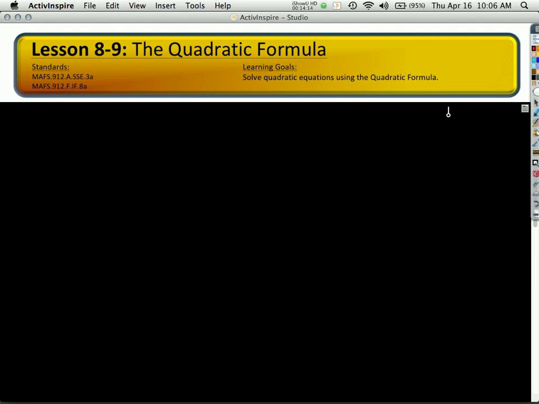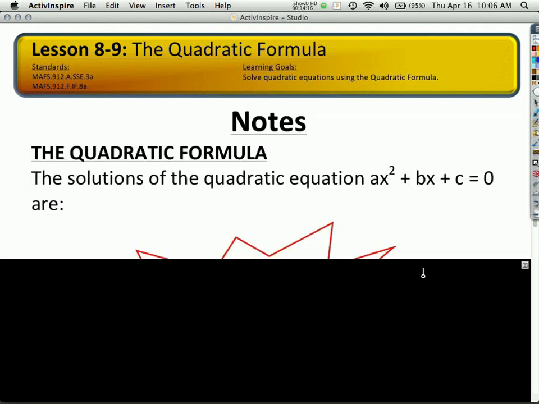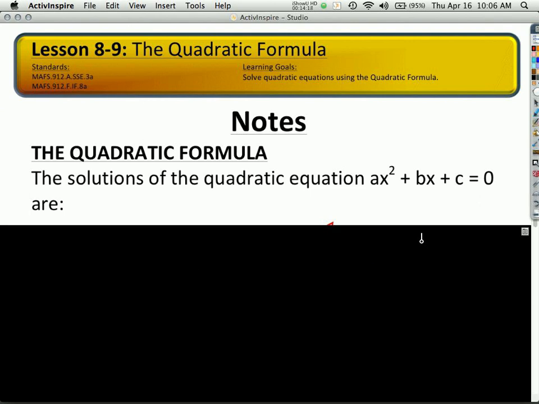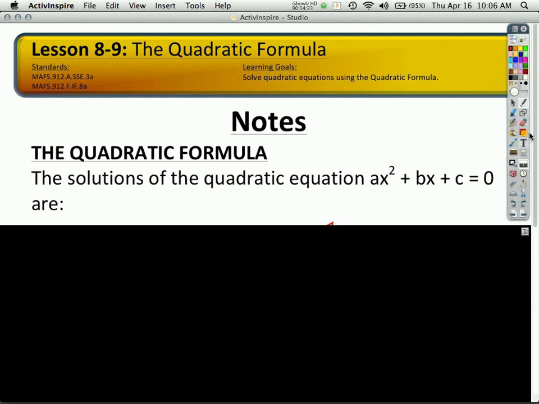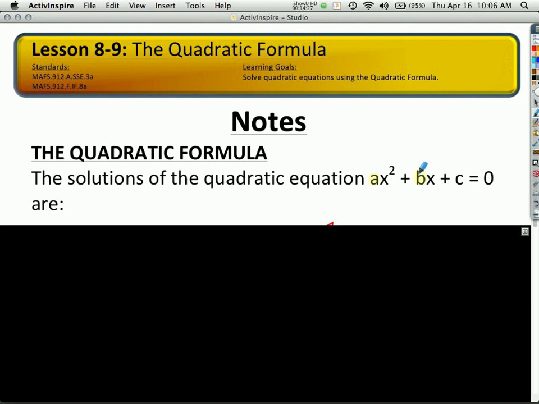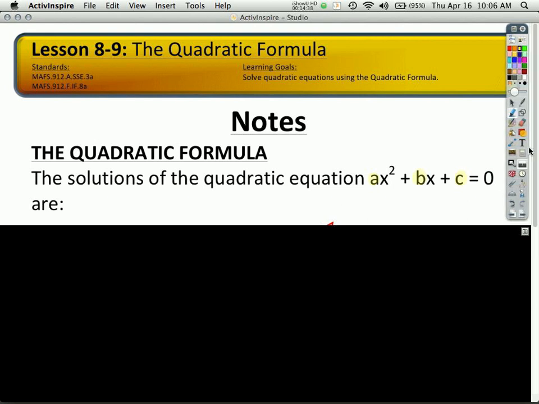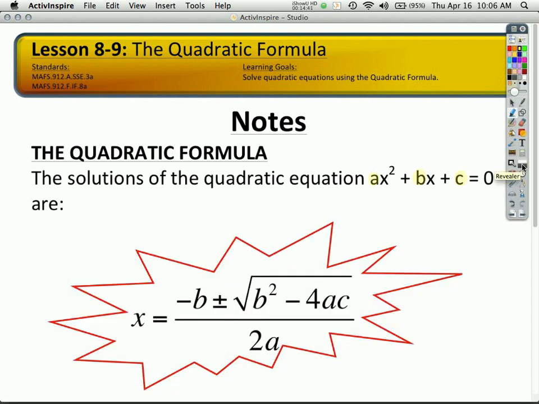So what am I talking about? I'm talking about the quadratic formula. So the quadratic formula applies to quadratics written in this form. Because the formula is based on knowing A, B, and C. And you do not know what A and B and C are until it's written in standard form like this. Once you have it written in standard form like this, this is the formula. X equals negative b plus or minus the square root of b squared minus 4ac over 2a.